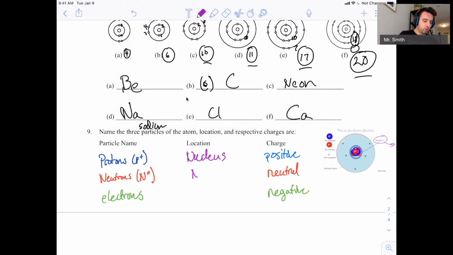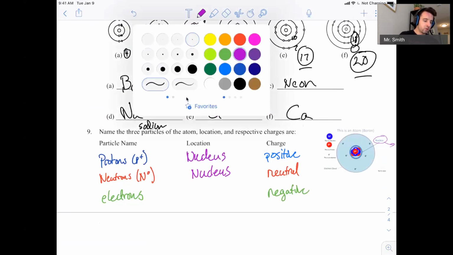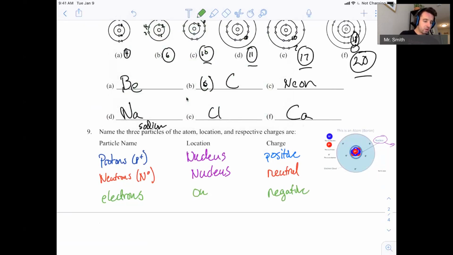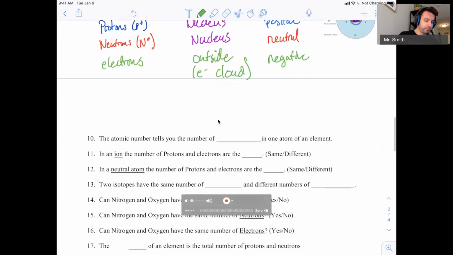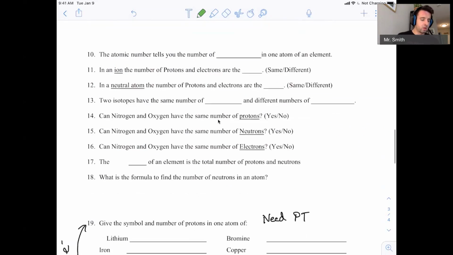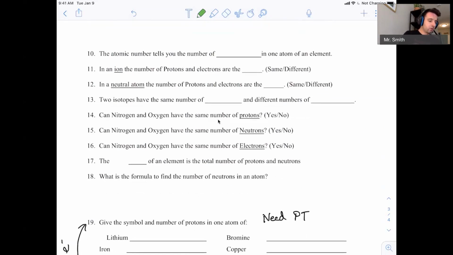Protons and neutrons are both located in the center, which we call the nucleus, and electrons are located on the outside in this thing called the electron cloud. Remember, e- is an abbreviation for electron. Cool, moving on. The atomic number is the same thing as protons, p+.